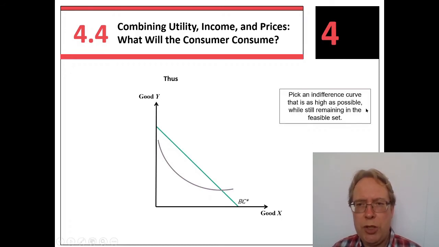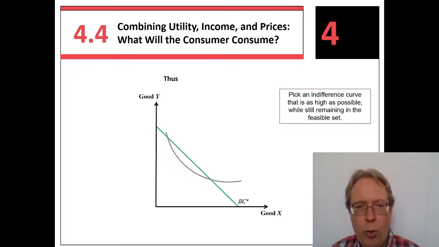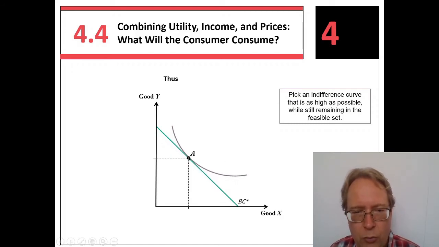So what we should do is pick an indifference curve that is as high as possible while still remaining within the feasible set. So there we go. We go higher, higher, higher, whoops, and back, and that's my optimal bundle, right? We go as high as possible while still touching the budget line.